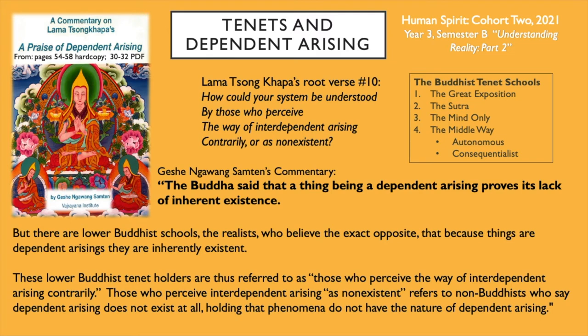Geshe-la's commentary says, "The Buddha said that a thing being a dependent arising proves its lack of inherent existence. But there are lower Buddhist tenet schools, the realists, for example, the Great Exposition and the Sutra School, who believe the exact opposite, that because things are dependent arising, they are inherently existent. These lower Buddhist tenet holders are thus referred to as those who perceive the way of interdependent arising contrarily. Those who perceive interdependent arising as non-existent refers to non-Buddhists who say dependent arising does not exist at all, holding that phenomena do not have the nature of dependent arising."